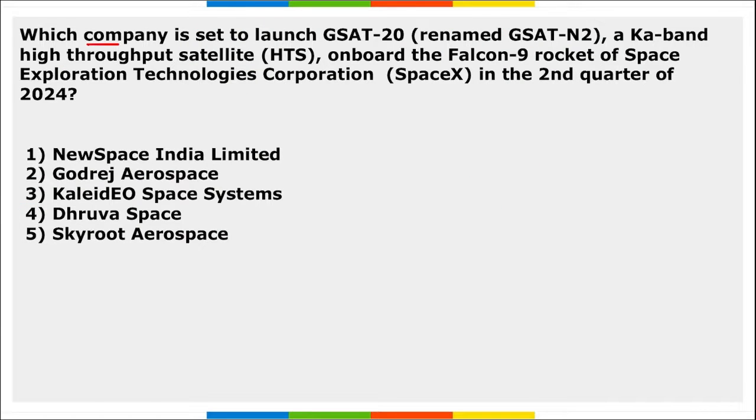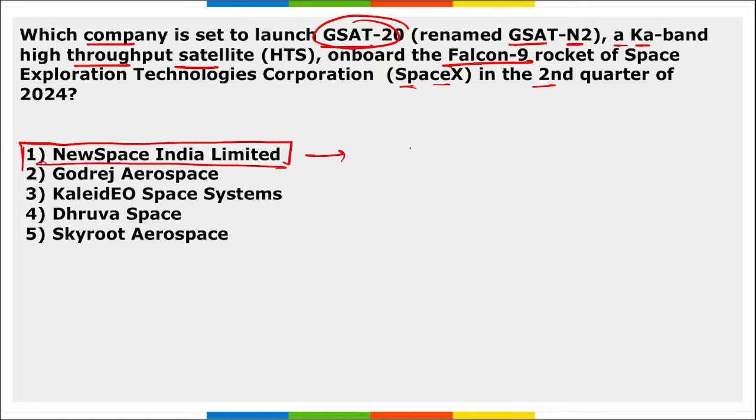Moving on, which company is set to launch GSAT 20, that was renamed to GSAT N2, a Ka band high throughput satellite on board Falcon 9 rocket of SpaceX in the second quarter of 2024? So it is NSIL, that is New Space India Limited. Correct? This company is planning to launch GSAT 20, that was renamed to GSAT N2.